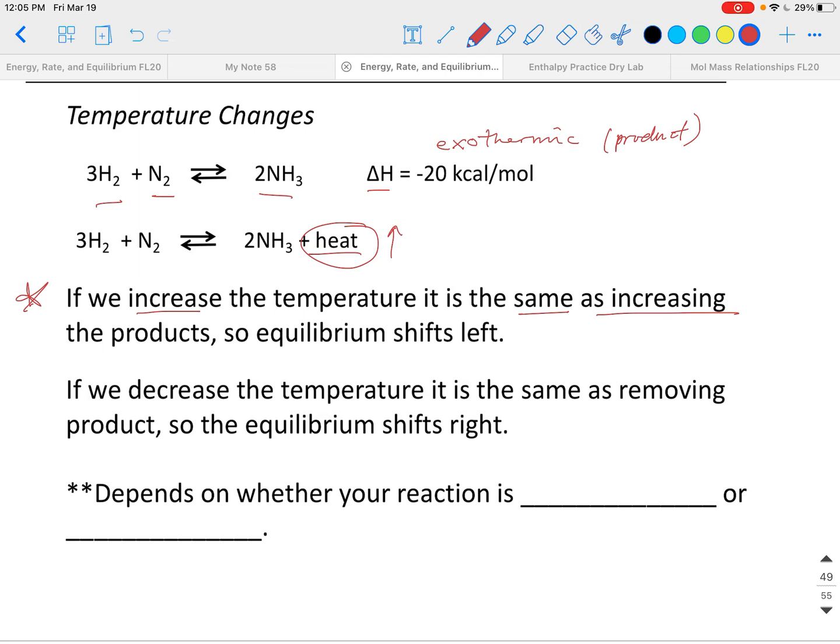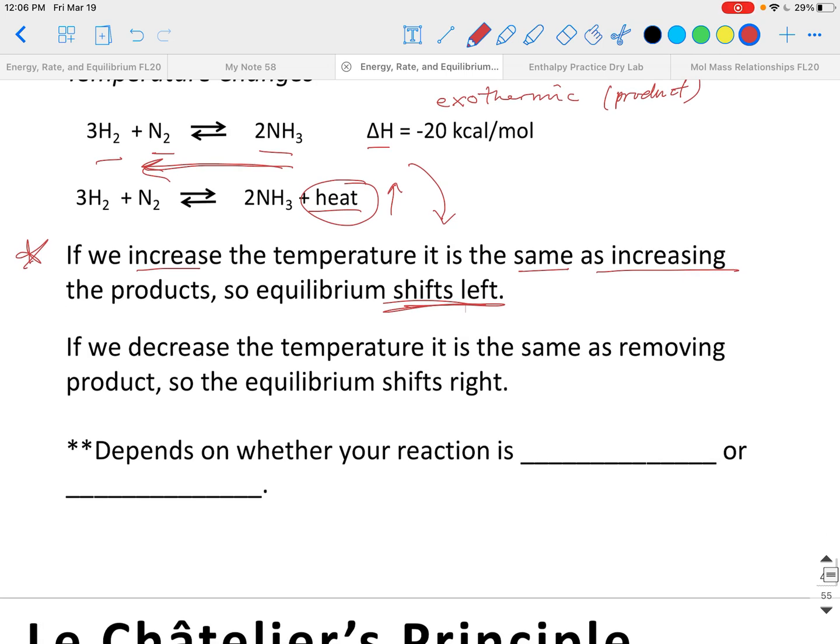If we add more of this, we need to use up what we added, okay? So it's going to shift this way. If we add more of it, it's like we tip the scale down over here, okay? It's like we made that side heavier if we added more. I know heat doesn't actually have a mass, okay? So again, if that is confusing to you, just know if we add more of a product, we're going to shift the equilibrium left. We're going to use up some of that heat that we added to get equilibrium conditions back to normal.